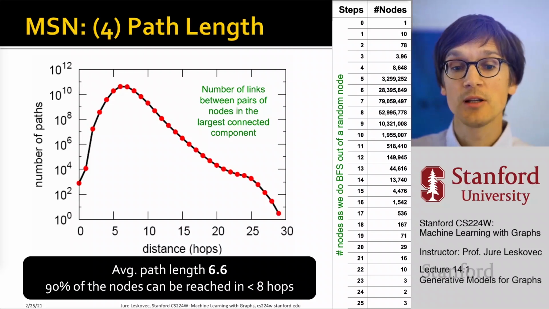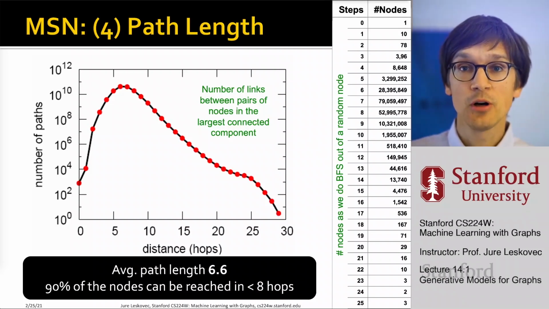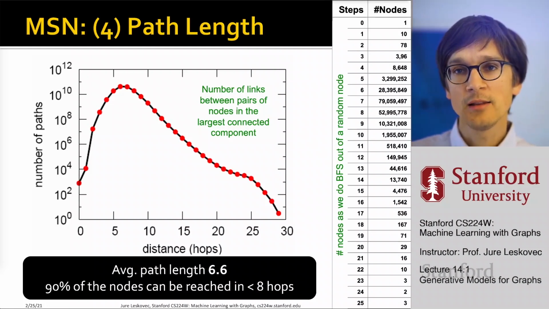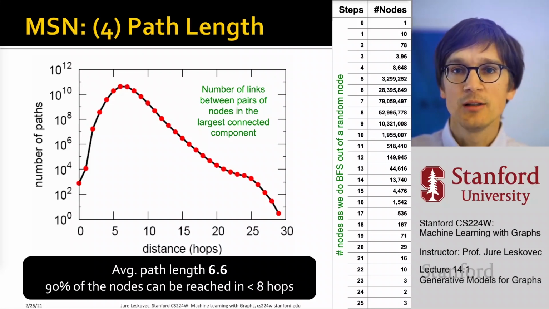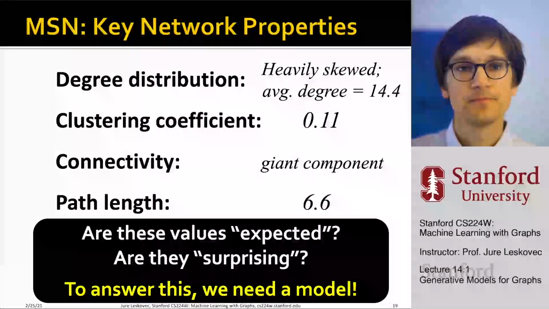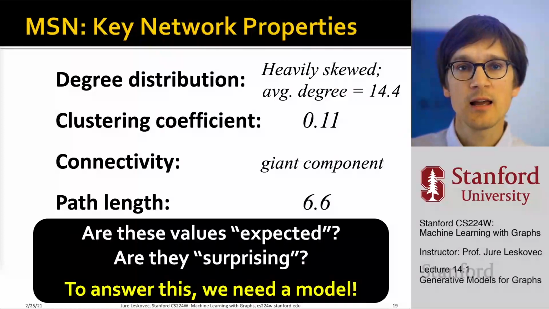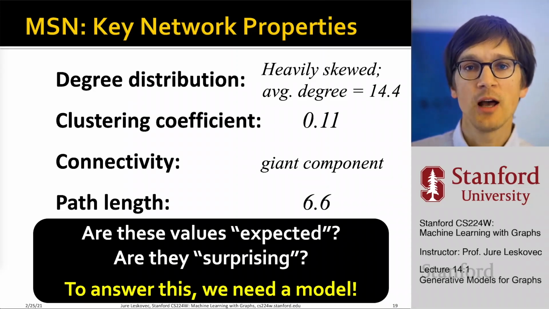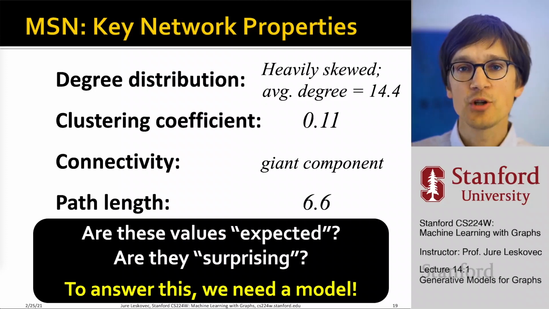Even though our network is massive, the shortest path lengths tend to be very, very small. And this is what is called the small world phenomenon. Even though the network is large, the diameter and the shortest path lengths are quite small in these networks. So what we have seen so far is that there are key properties of this messenger network. The degree distribution is heavily skewed. Average degree is about 14. Clustering coefficient is 0.11. Connectivity has one giant component with 99.9% of the nodes, and the average shortest path length is 6.6.